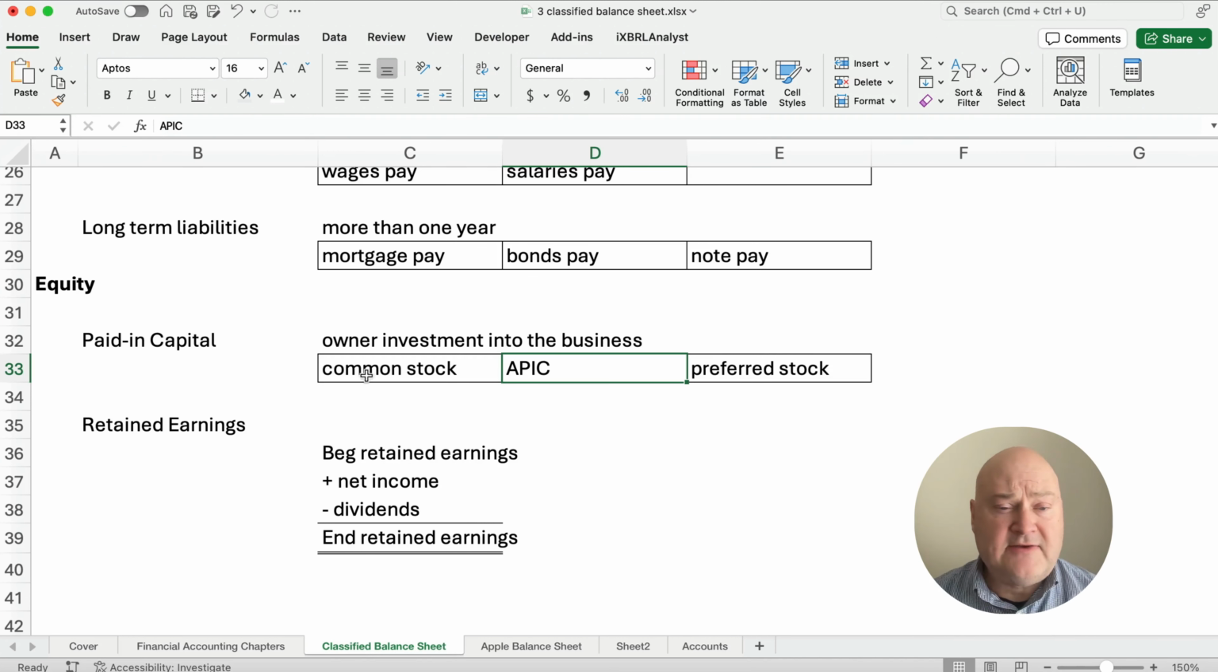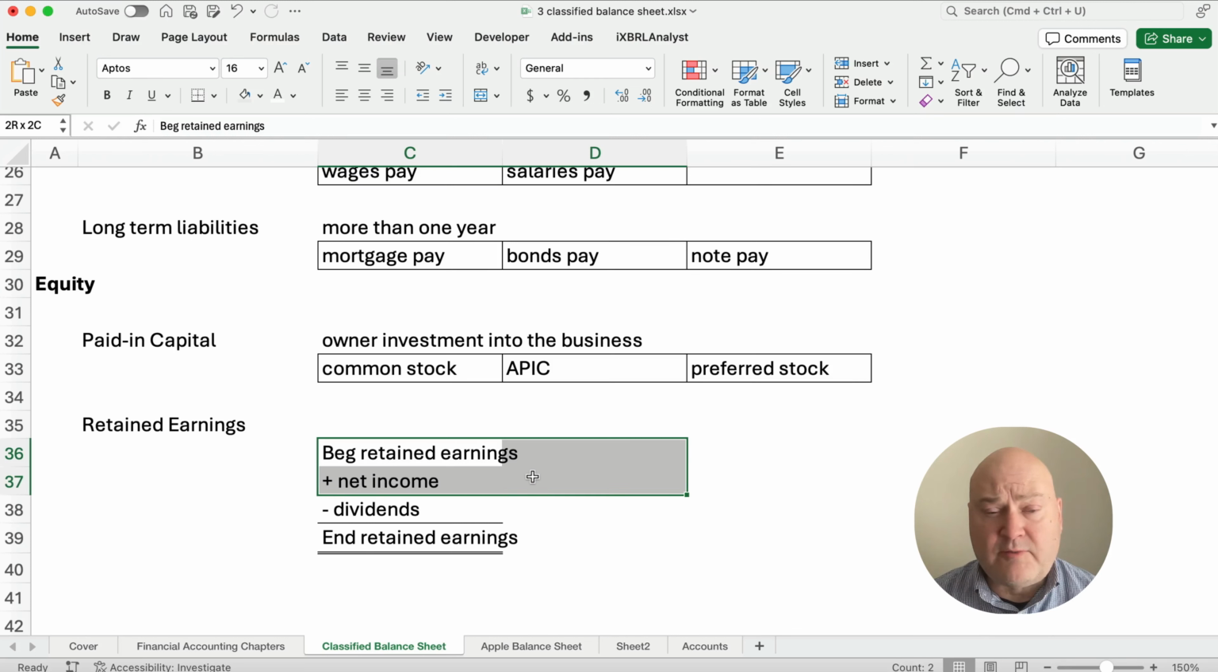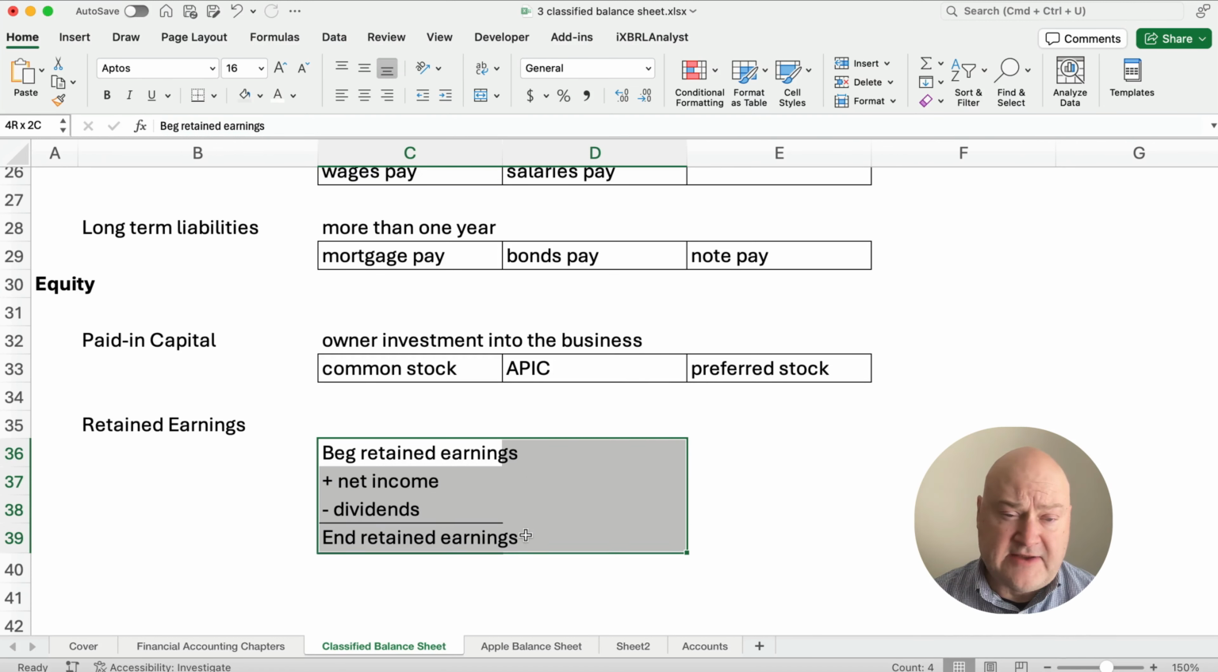Now, retained earnings is the concept. You have beginning retained earnings. To that, you add all the previous year's net income minus all the year's dividends, and then you have ending retained earnings. So remember, the balance sheet has to balance. So our assets have to equal our liabilities plus equity.